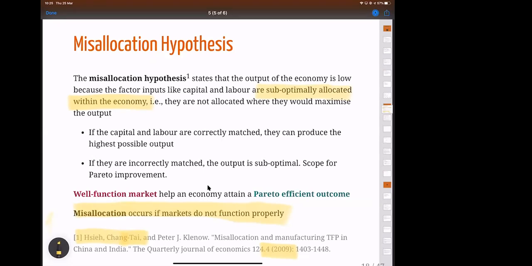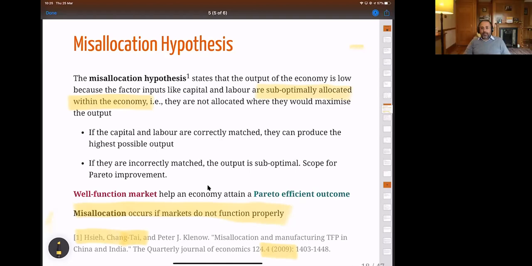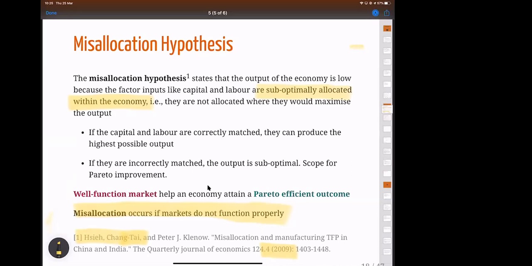Can I ask a question? Yeah, sure, absolutely. Are there multiple Pareto efficient outcomes, or could you have two Pareto efficient outcomes with different levels of output? Absolutely. So you get a whole Pareto frontier, right? So you get a whole Pareto frontier.